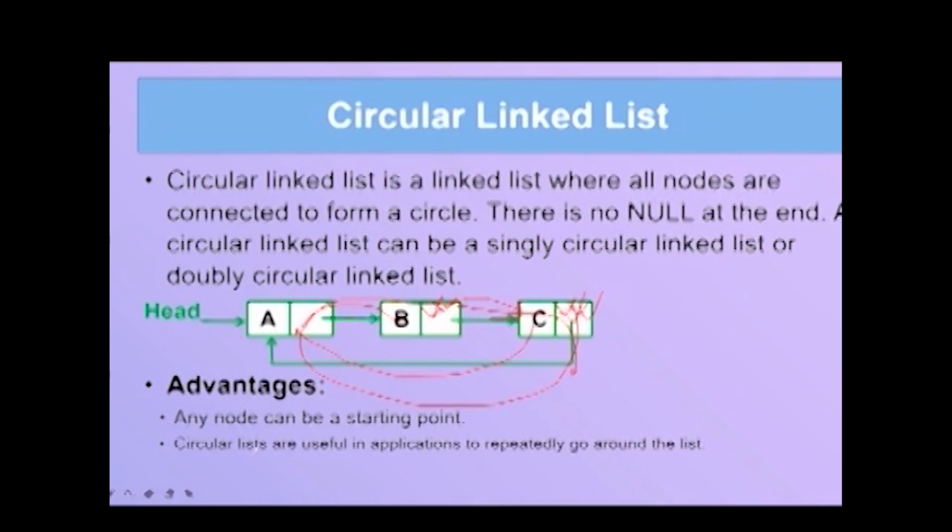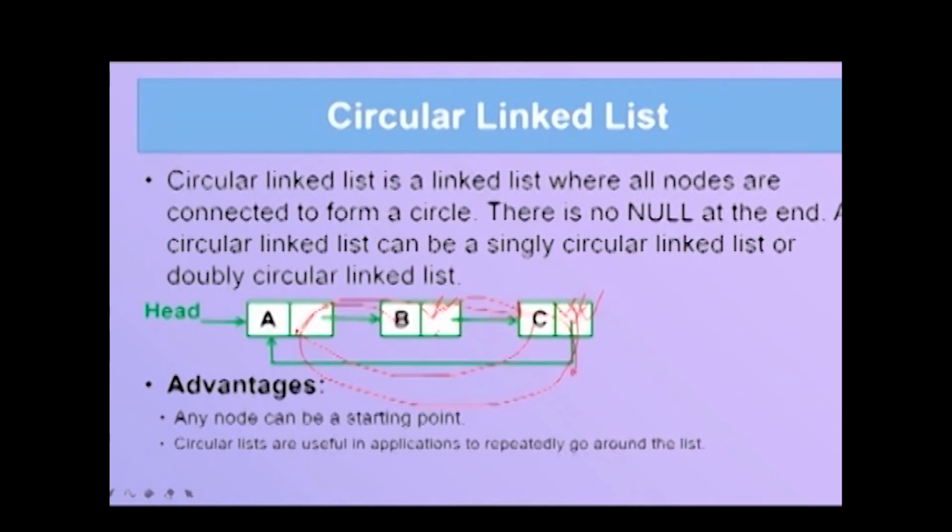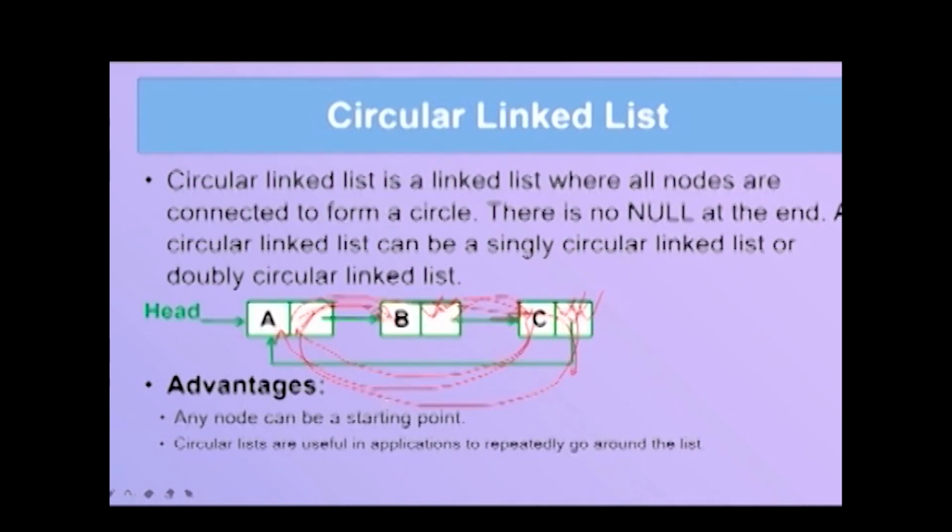So circular lists are helpful in applications that repeatedly go around the list. If we need to do this kind of circular work, where we do some work after this, then some other work after this, then we have to do the first work again, then this work again, then in this case, we need circular lists, right?